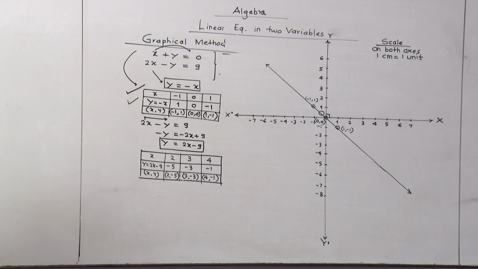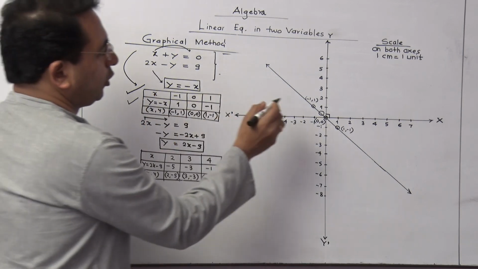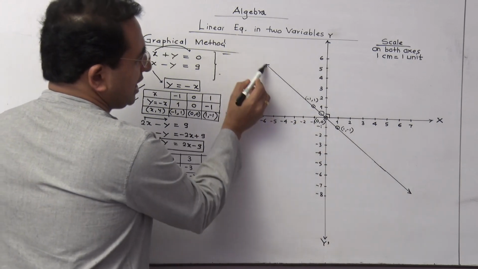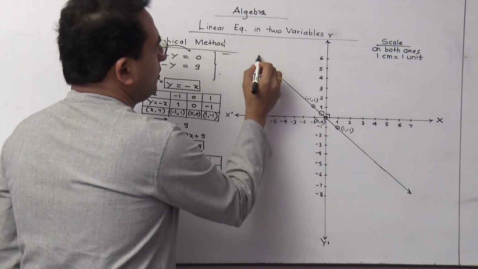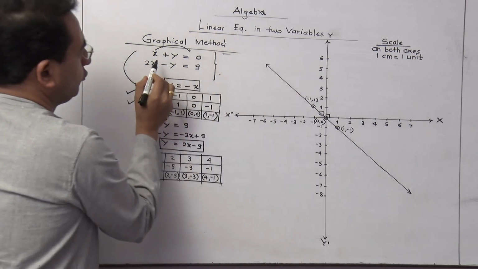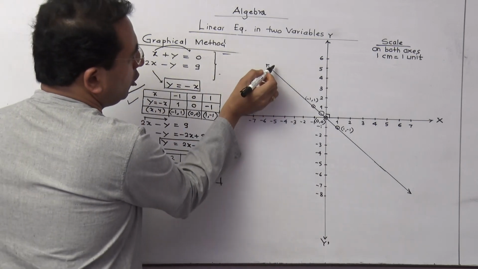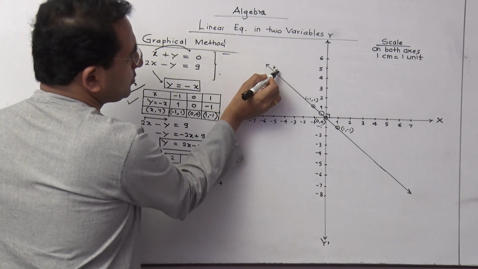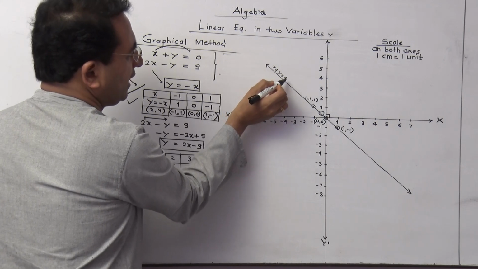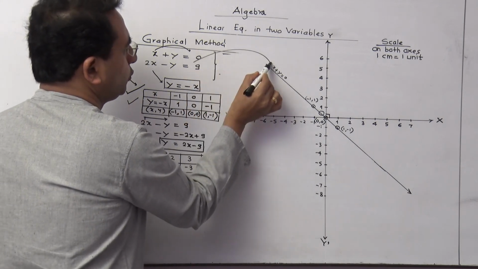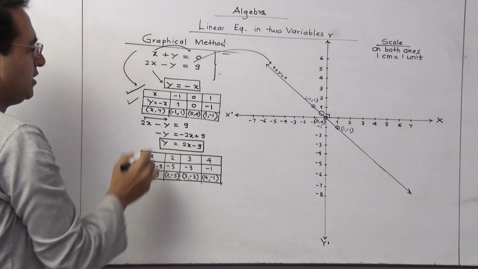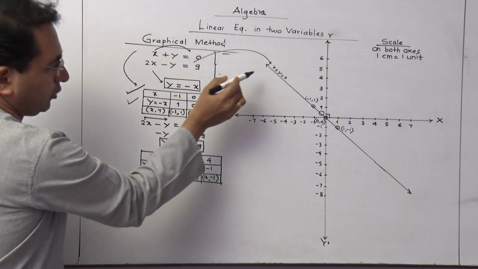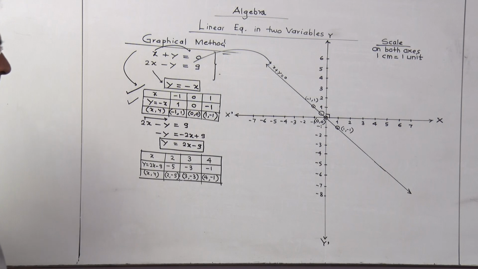Don't name the points as A, B, C and all. You just write the coordinates. This line you are not going to name as L, M, N. You are supposed to write the equation here on this: x plus y is equal to 0. Write the equation which is given to you this way. This is a converted form. Don't write that. Original equation you have to write. Is that clear to you?